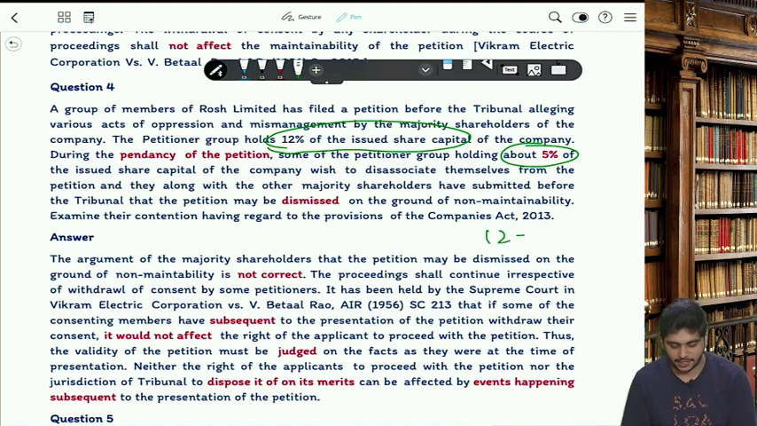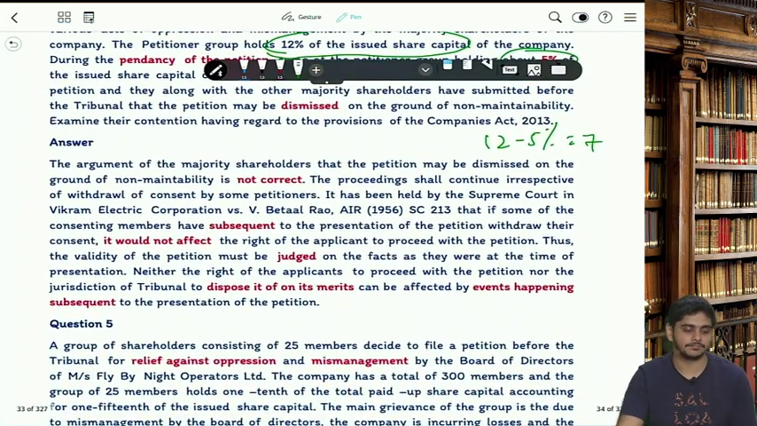That means out of 12, 5 withdrew, 7 remain now, from the petition, and they along with the other majority shareholders have submitted to the T that the petition may be dismissed on the grounds of non-maintainability. Check as per Companies Act. Second category, minimum 10% members holding 1/10 of issued share capital of the company. That is basically 10% they can apply. So 12 have applied. The application is valid. Even after the withdrawal, the application is valid. Again the theory of 244. Read the answer, easy. Read.